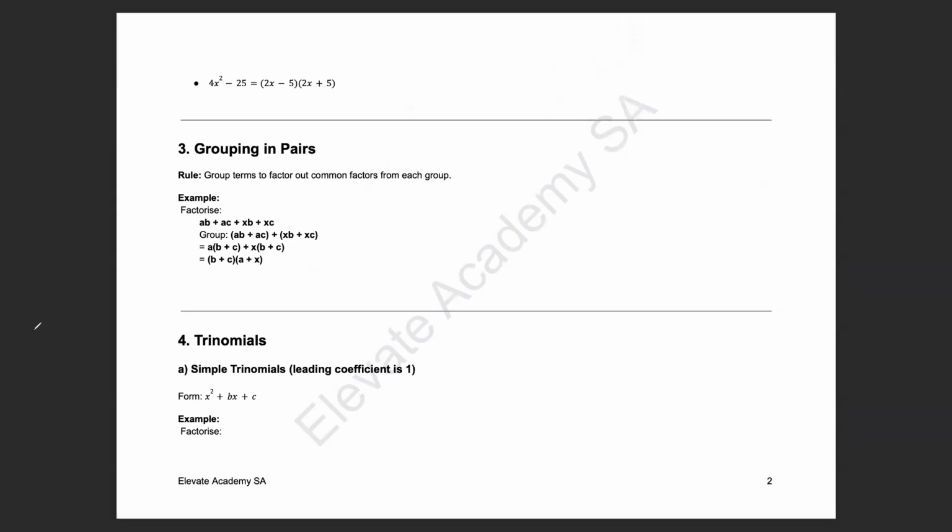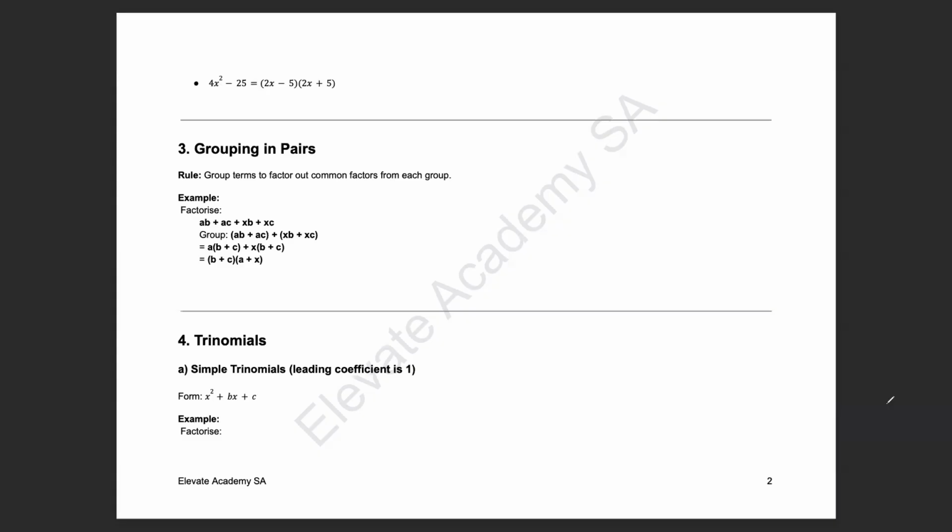Before we go to grouping in pairs, there's one more example of difference of two squares. Everything here needs to be a perfect square, and everything on this side also has to be a perfect square. Both terms have to be perfect squares. So when we look at the coefficient here, 4 is a perfect square, and the square root of 4 gives us 2. The square root of x squared gives us x, and the square root of 25 is 5. Then we just repeat the process, a negative in between them and then a positive in between them. So, relatively simple.